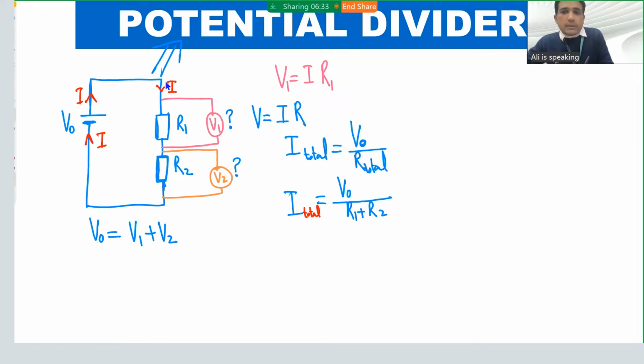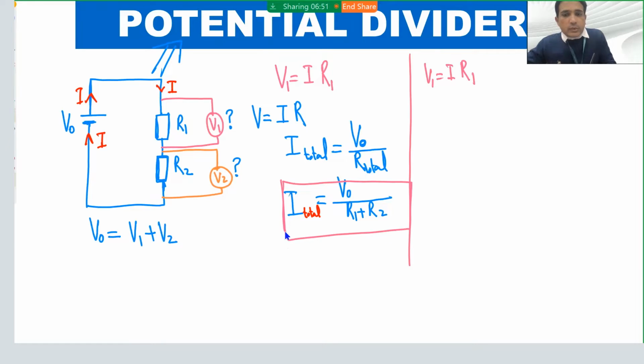Now in this case, as these two resistors are connected in series, it means current is the same. So current is the same. So to calculate V1, we will say V1 is equal to I times R1, and this is value of I, I total. So we can say V1 in this case will be equal to V naught divided by R1 plus R2, and this is multiplied with resistance of resistor 1.